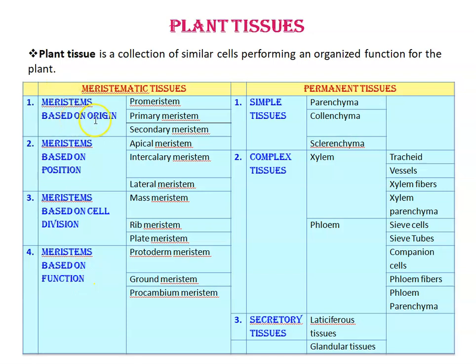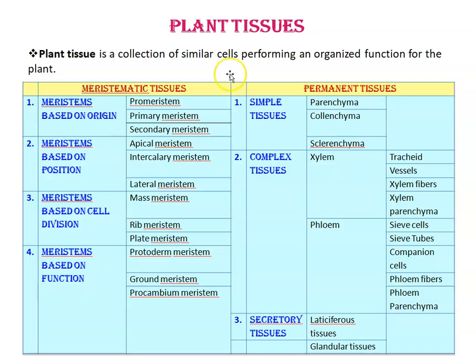Meristem based on origin is of three types: promeristem, primary meristem, and secondary meristem. Meristem based on position is apical meristem, intercalary meristem, and lateral meristem. Meristem based on cell division is mass meristem, rib meristem, and plate meristem. And the last, meristem based on function, are protoderm, ground meristem, and procambium.